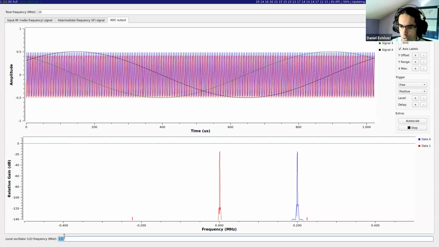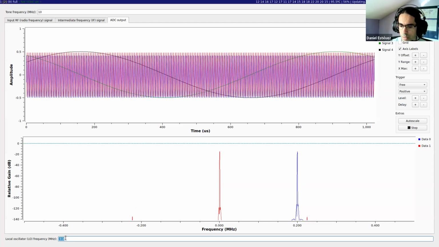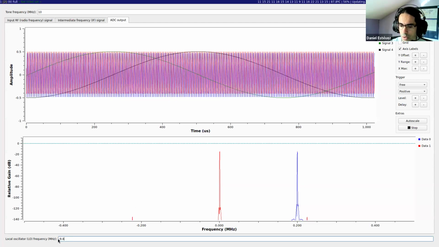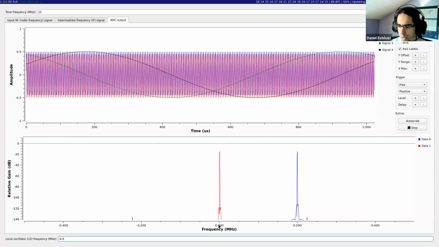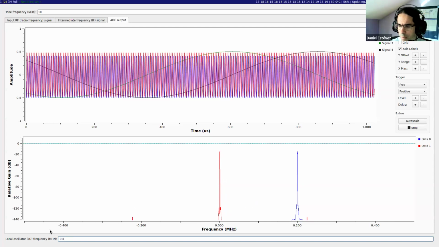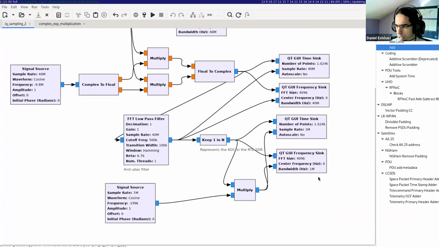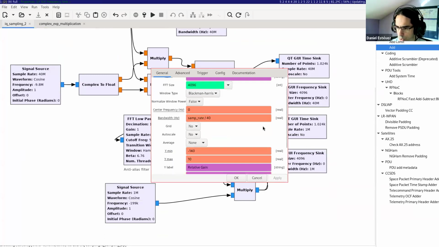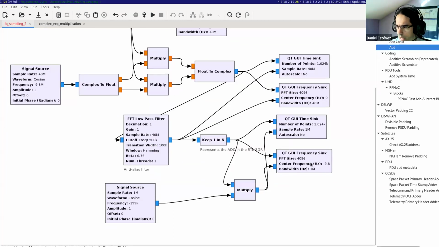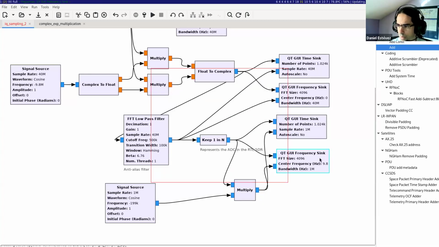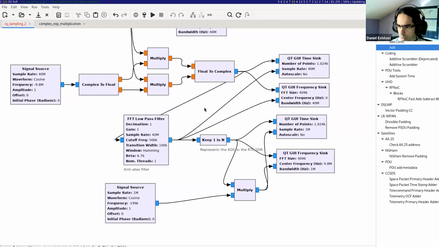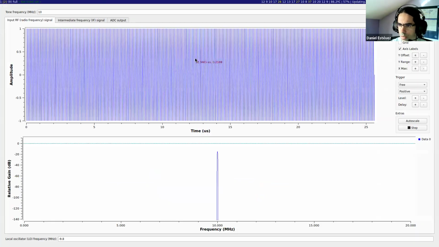Why? Because we are tuned to 9.8 megahertz by setting our local oscillator to minus 9.8. In fact, we can do that in GNU Radio. We can basically change the labels of the frequency plot. So there is center frequency here, and I can set minus local oscillator frequency multiplied by 1/6 because it needs to be in hertz.